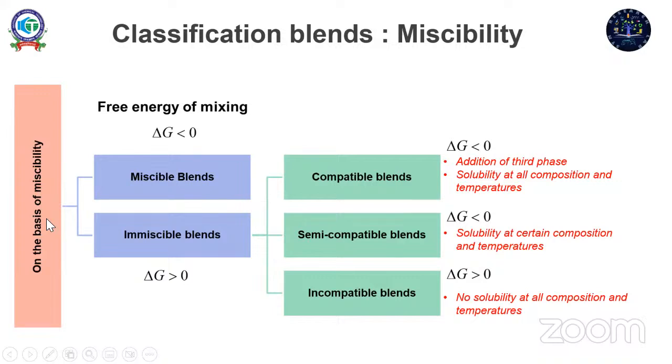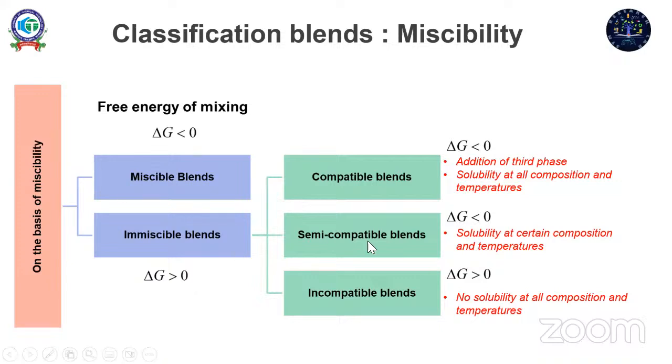On the basis of miscibility, we have miscible blends or immiscible blends. For miscible blends, when the free energy of mixing, delta G, is less than 0, we call it a miscible blend, or the blend will be miscible. And when delta G, the free energy of mixing, is greater than 0, you will have immiscible blends.